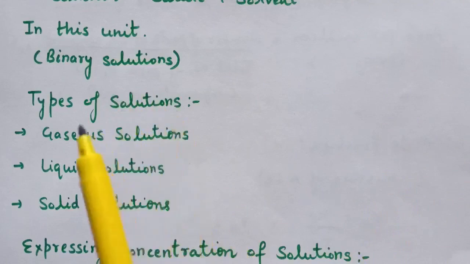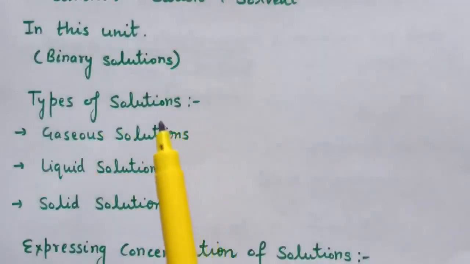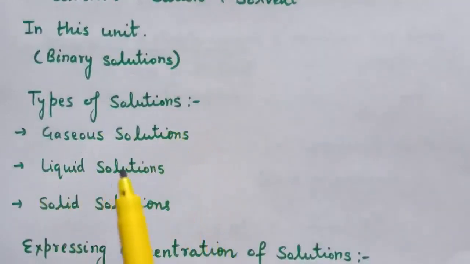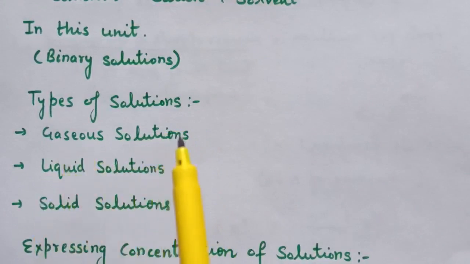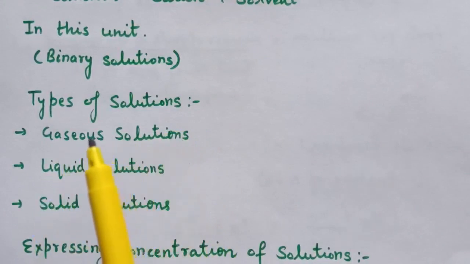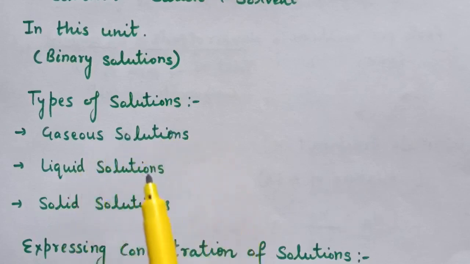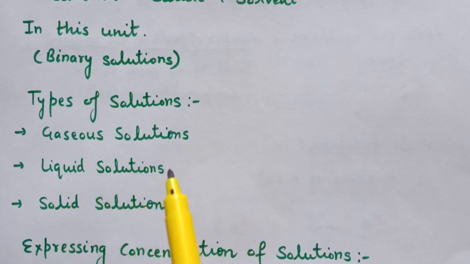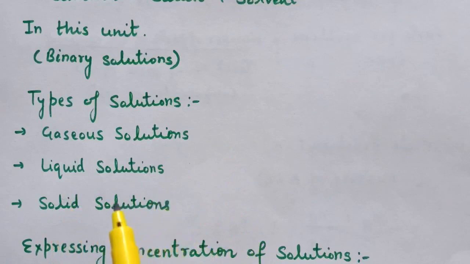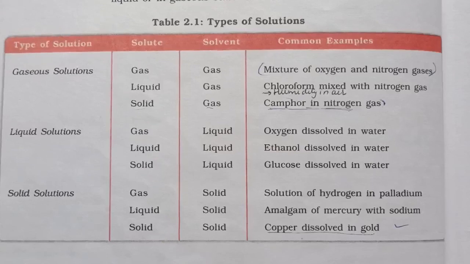Now here three types of solutions are there: gaseous solutions, liquid solutions, solid solutions. In case of gaseous solutions, the solvent is gas and the solute can be solid, liquid or gas. In liquid solutions, the solvent is liquid and the solute can be solid, liquid or a gas. And similarly, in solid solutions, the solvent is solid and the solute can be solid, liquid or gas.